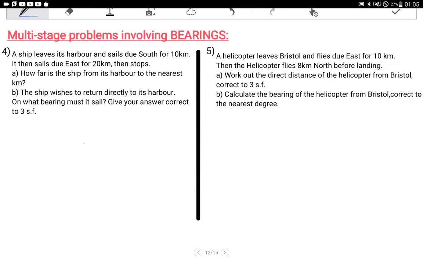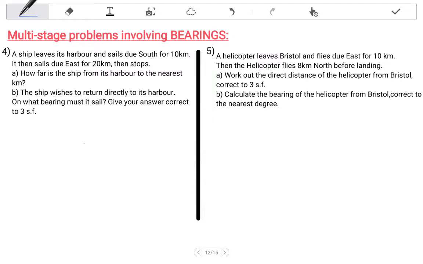There are multi-stage problems involving bearings and trigonometry together. In those kinds of problems, you need to read problems carefully and draw a sketch to figure out the movement in the problem. So, let's read question 4.